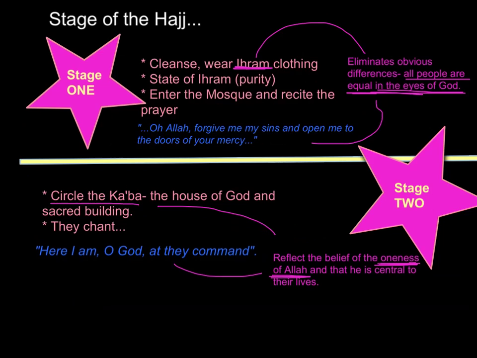There are 7 stages of the Hajj. The first stage requires an adherent, before entering Mecca, to cleanse and wear Ihram clothing. This eliminates obvious differences between people, expressing the belief that all people are equal in the eyes of God. Also, they are attempting to attain a state of Ihram, which is purity. They do this by refraining from sex, violence, etc.